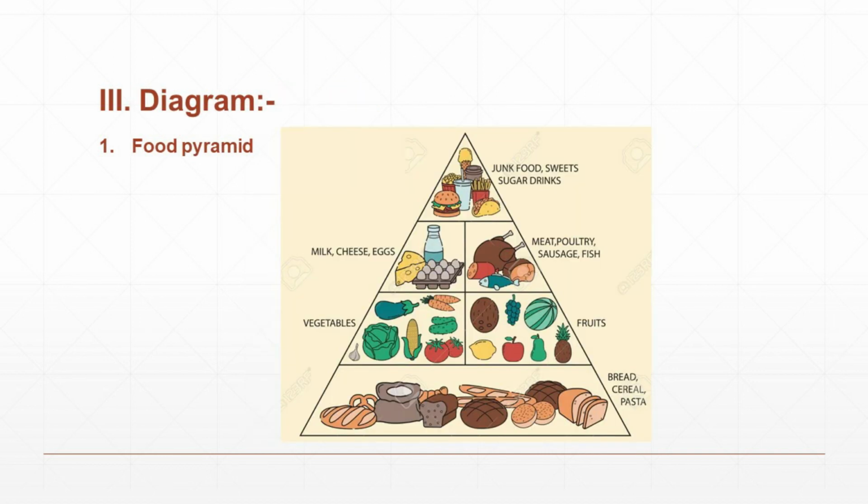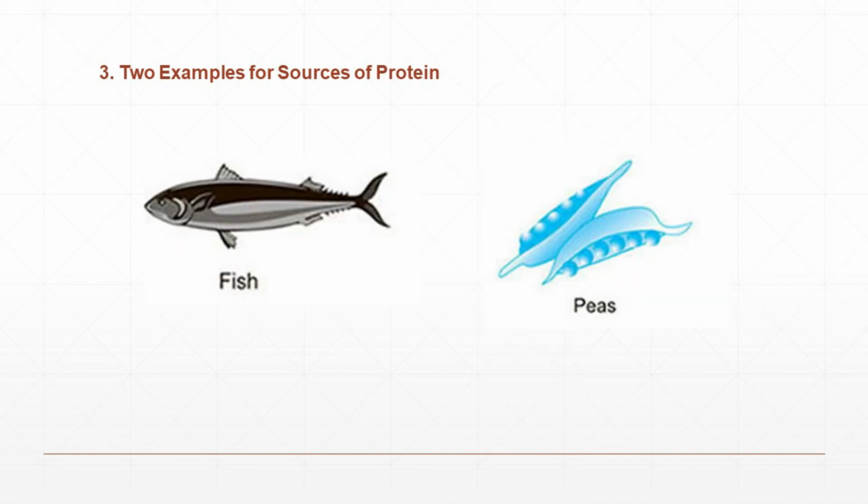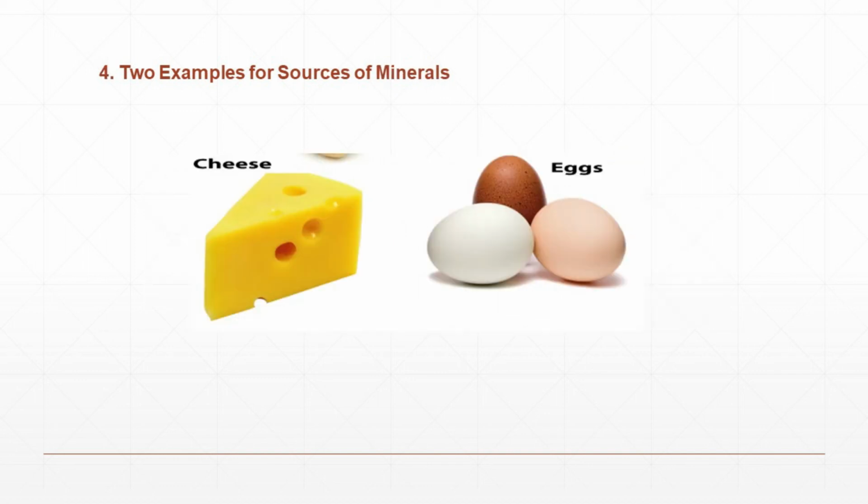Roman number 3, diagram, food pyramid. Look at the slide and draw it neatly by using only pencil. Next diagram, two examples for sources of carbohydrates: carrot, milk. Next one, two examples of sources of protein, that is fish, peas. Next one, two examples for sources of minerals: cheese, eggs.